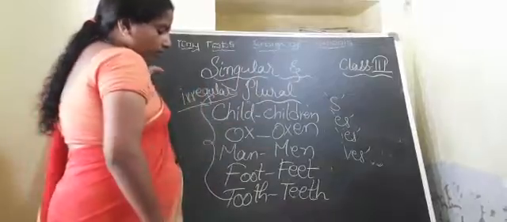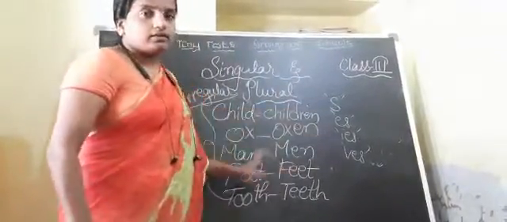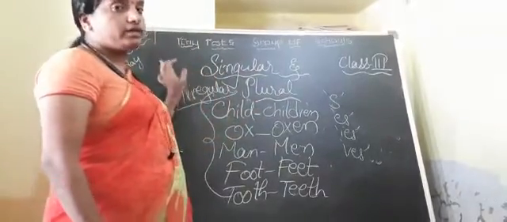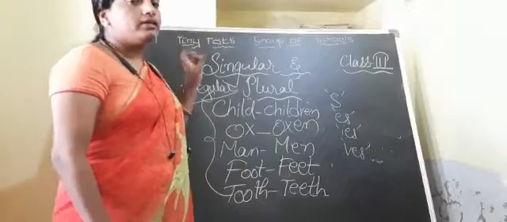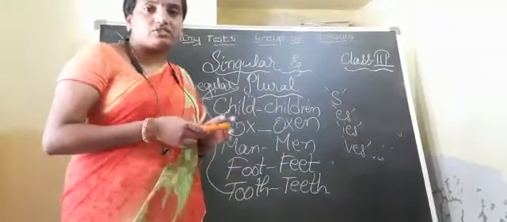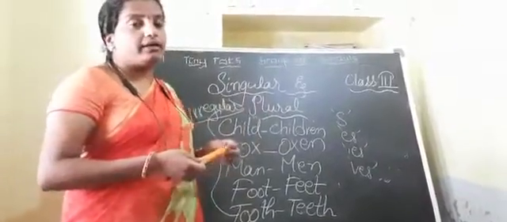So children, plurals are these, more than one. Singular means one. In this chapter we have discussed singular and plural nouns. Revise the topic once, children, and listen more times, you will understand better.